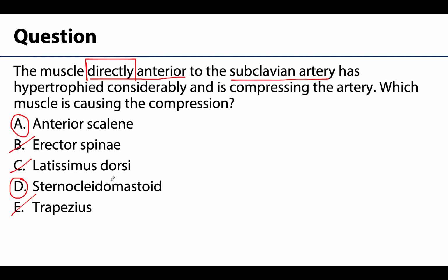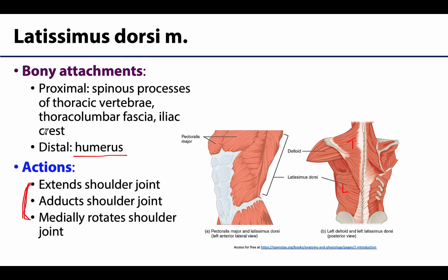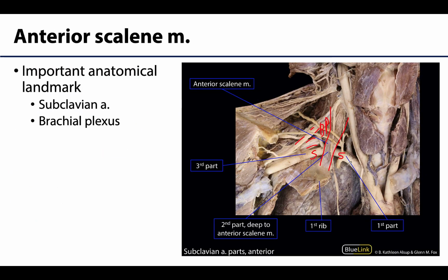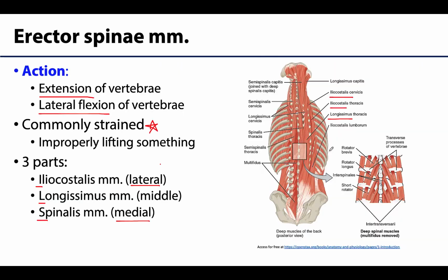Sternocleidomastoid is going to be anterior, but it is not directly anterior to the subclavian artery. The anterior scalene sits almost right on top of the subclavian artery, and recall I said that that's the one that subdivides the artery into three parts. So if I return back to that image, you can see that anterior scalene right here. The sternocleidomastoid would be even more superficial to this region, so it is not directly anterior.